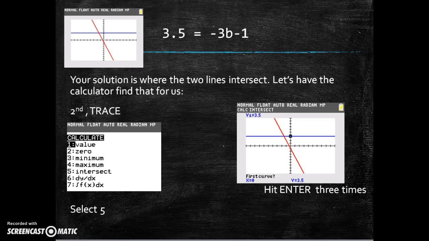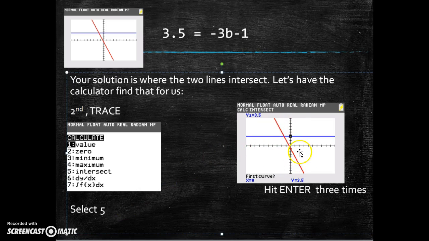And then when you hit that, you're going to see this screen come right before you. It's going to say calculate. You want me to do something for you? You're going to say, yes, I don't want a value, I don't want a 0, I don't want a minimum, I don't want a maximum. I want to know where these two lines intersect. Where do they cross? So you're going to hit the number 5 for that one, please. Hit the number 5.